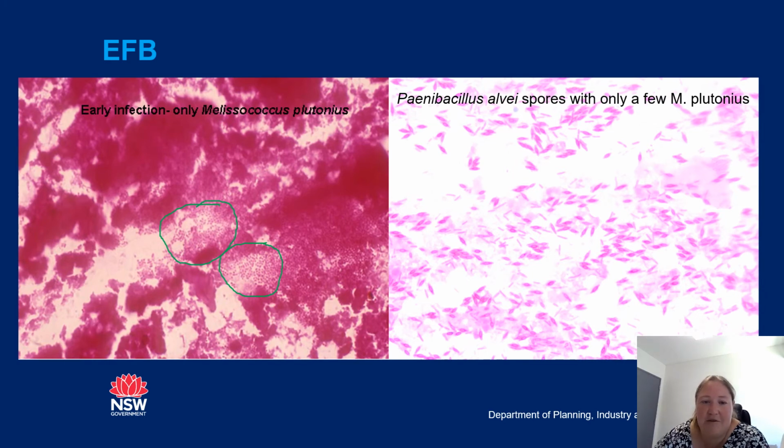And that is EFB positive too. On the right slide, you can see we have lots of spores. Now these spores here, these are the Paenibacillus alvei, or the secondary invader of European foulbrood. In this slide here, we can also just see up here, and in a few different spots, some leftover Melissococcus plutonius. So those two slides there become EFB positive.